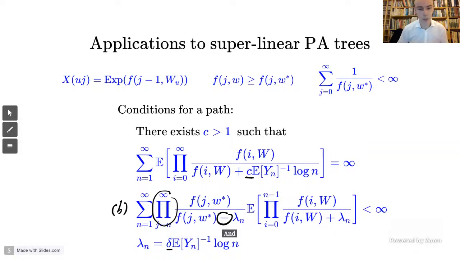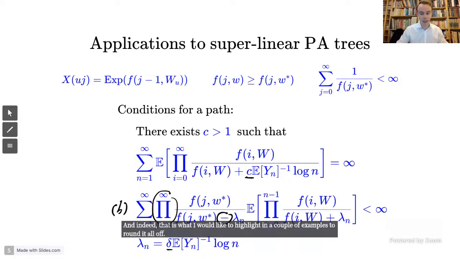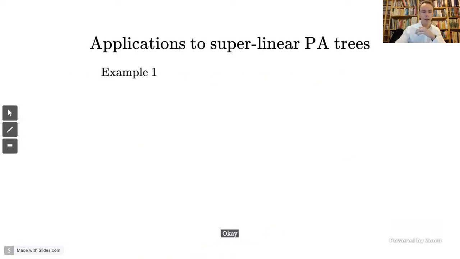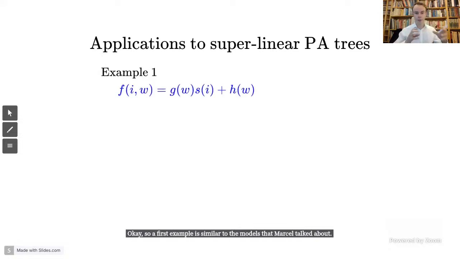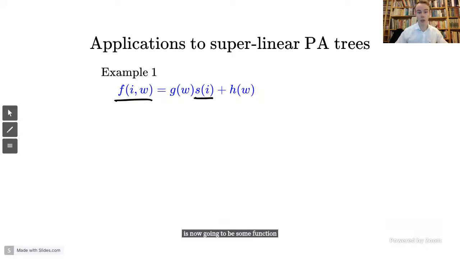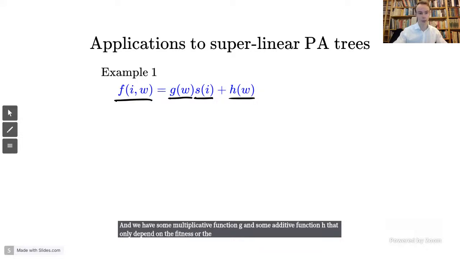And indeed, that is what I would like to highlight in a couple of examples to round it all off, and then we'll be done. Okay, so a first example is similar to the models that Marcel talked about, in the sense that we can kind of factorize our degree and our fitness influence. So our function f is now going to be some function s that depends only on the degree, and we have some multiplicative function g and some additive function h that only depend on the fitness or the weight variables.